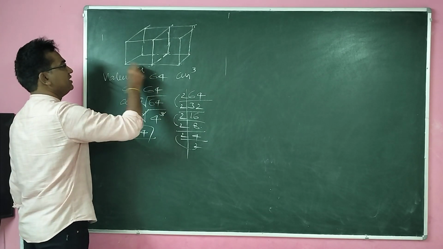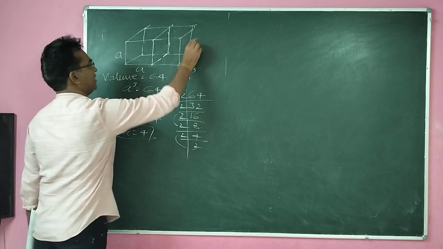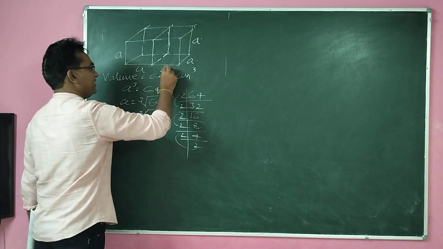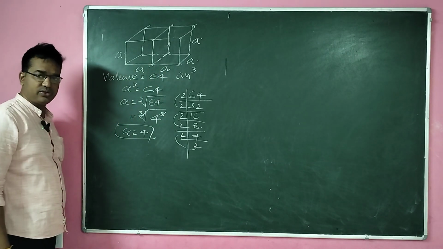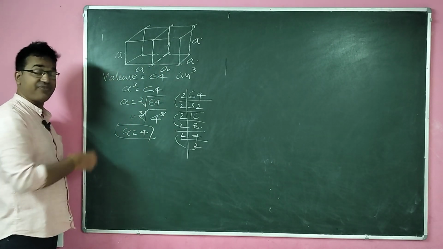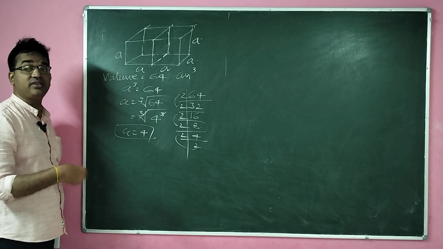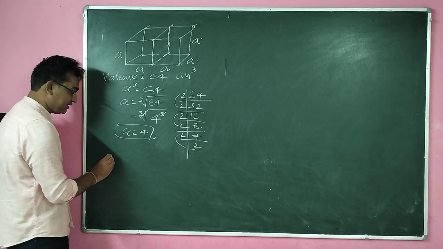Actually this is A. This is also A. And the height also A. Understood? A plus A, what will come? 2A. And they asked the surface area. Now you find the length, breadth and height for the cuboid.